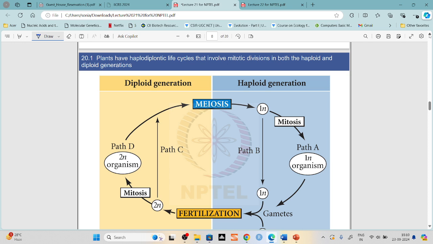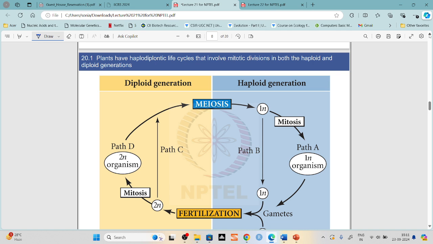So plants have haplodiplontic life cycles. What is the meaning of haplodiplontic life cycles? That means that their life cycles between a mitotic phase and a meiotic phase. That means they have a diploid generation as well as a haploid generation.